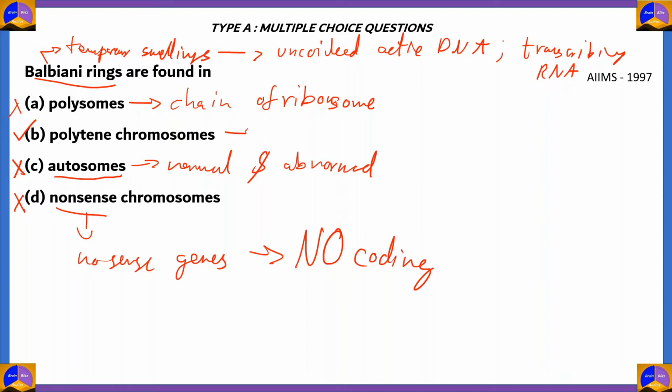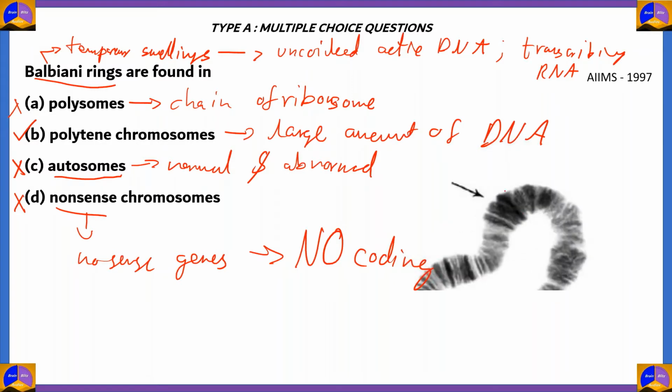The right answer is option B, polytene chromosomes. Now these are the chromosomes with a large amount of DNA. And when there's too much DNA, they form these temporary swellings called Balbiani rings. And these Balbiani rings give you the uncoiled active DNA, which is transcribing RNA. Here's a picture of a Balbiani ring right here.